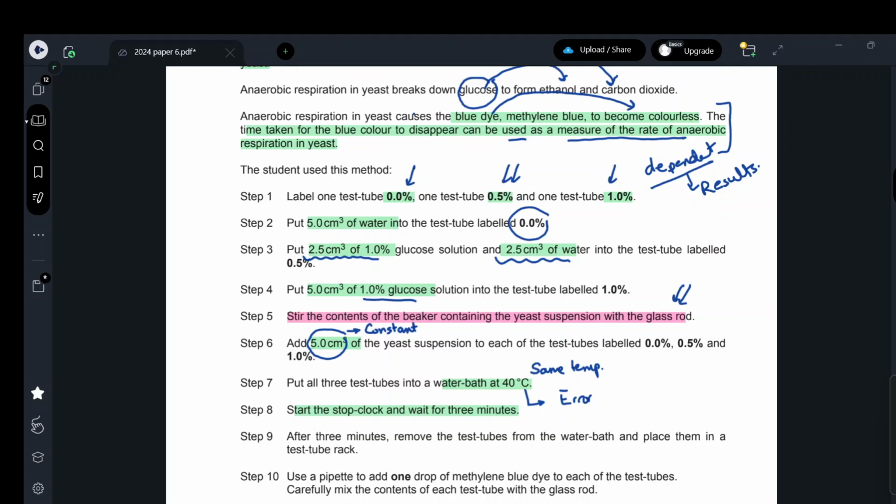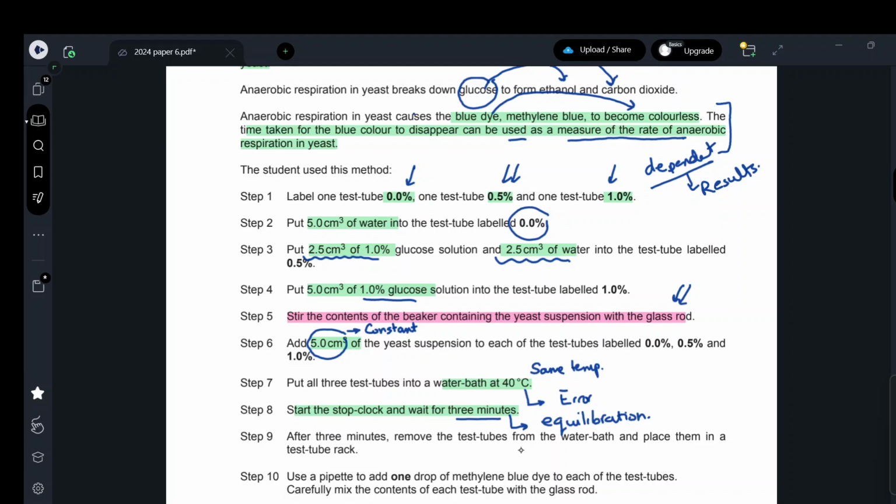Start the stop clock. Wait for 3 minutes. Before starting to measure the time, I waited for 3 minutes before adding the methylene blue. Why do I wait? I put them in the water bath and I wait. We answered this before. It is for equilibration. What does the word equilibration mean? It means that the test tube will reach the same temperature as the water.